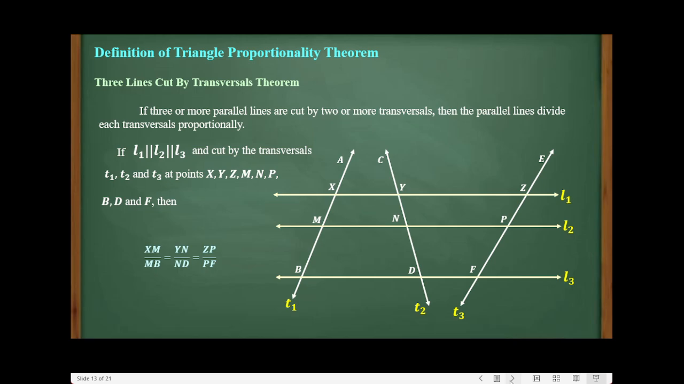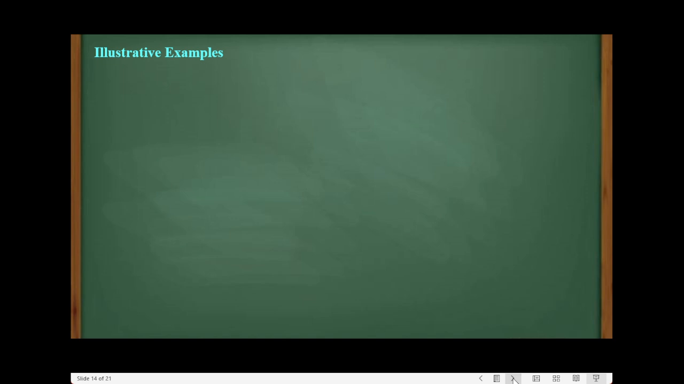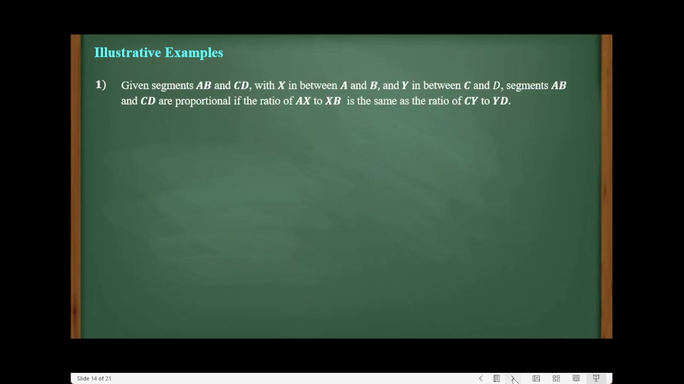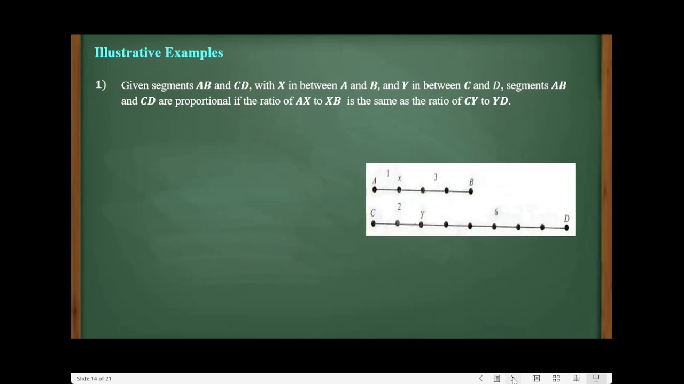Now, to fully understand this theorem, let us again have some examples. Suppose we have segments AB and CD with X in between A and B, and Y in between C and D. Segments AB and CD are proportional if the ratio of segment AX to segment XB is the same as the ratio of segment CY to segment YD. Okay, so this is the illustration.